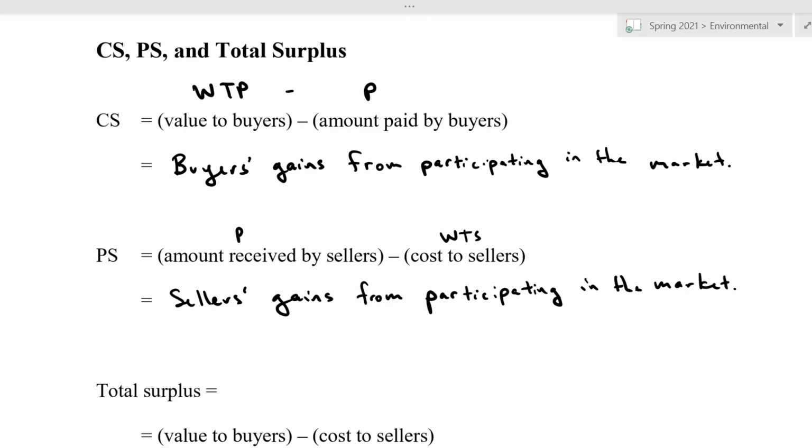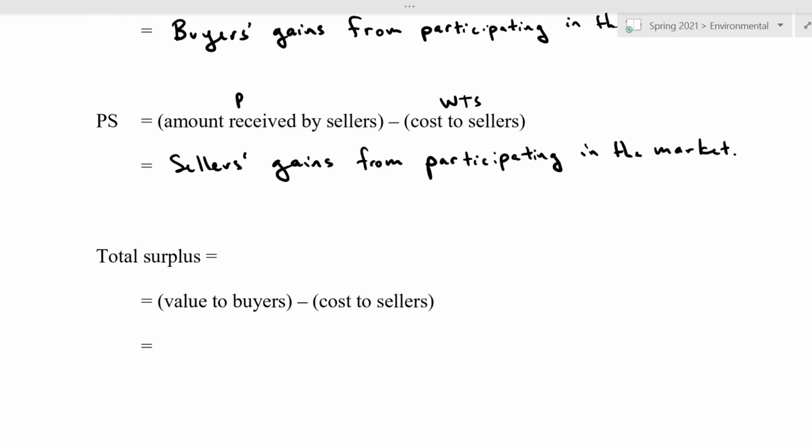And so total surplus is equal to consumer surplus plus producer surplus, which is equal to the value of the buyers minus the cost to the sellers, and represents the total gains from trade in a market.